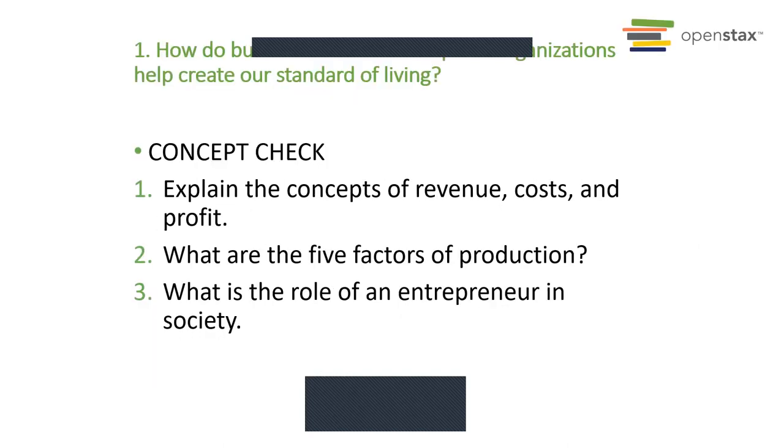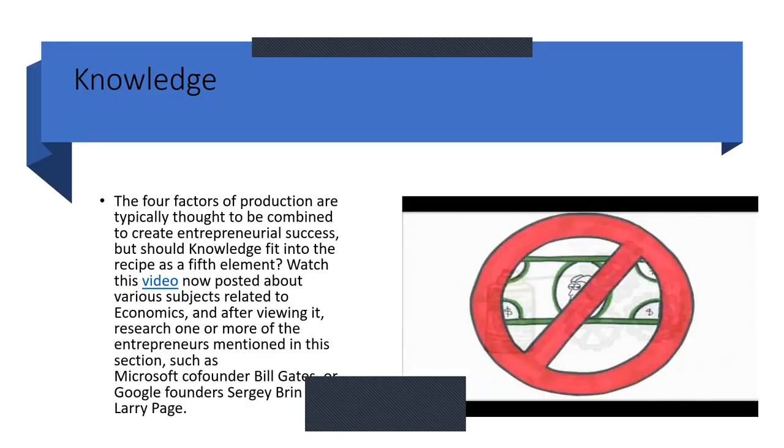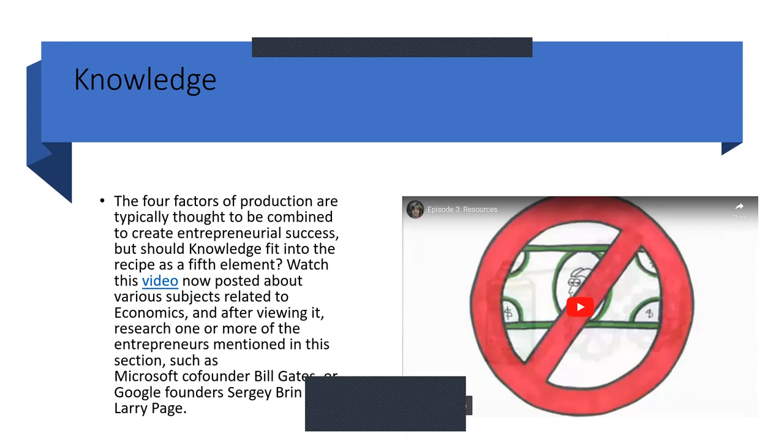So here are some concept checks that you might want to consider. Explain the concept of revenue, cost, and profit. What are the five factors of production, and what role does an entrepreneur play in society? So some of the four factors of production.